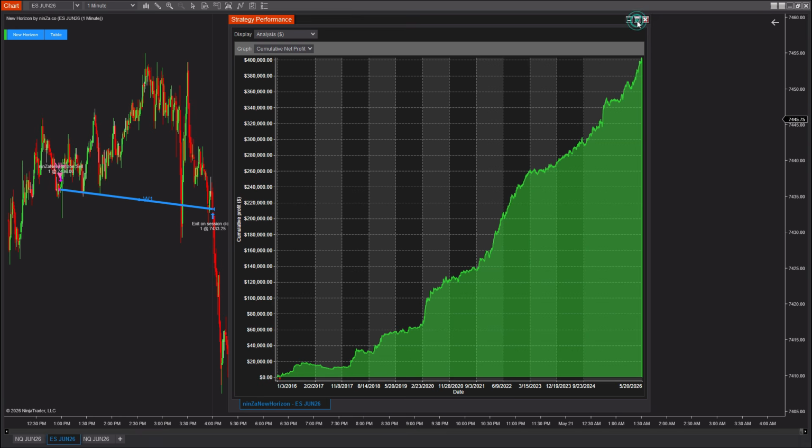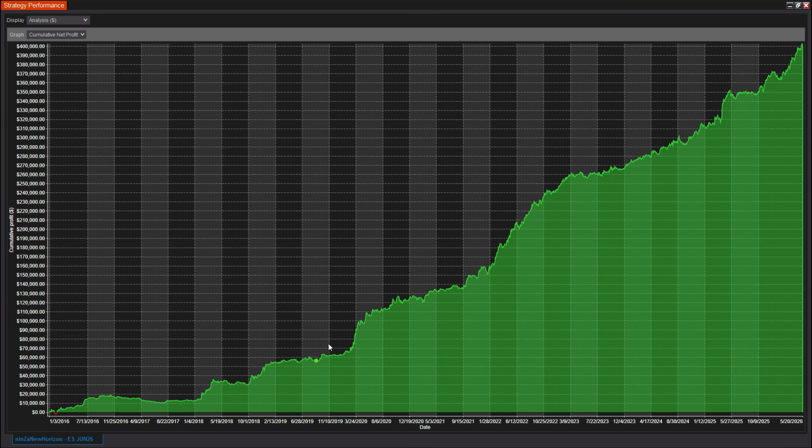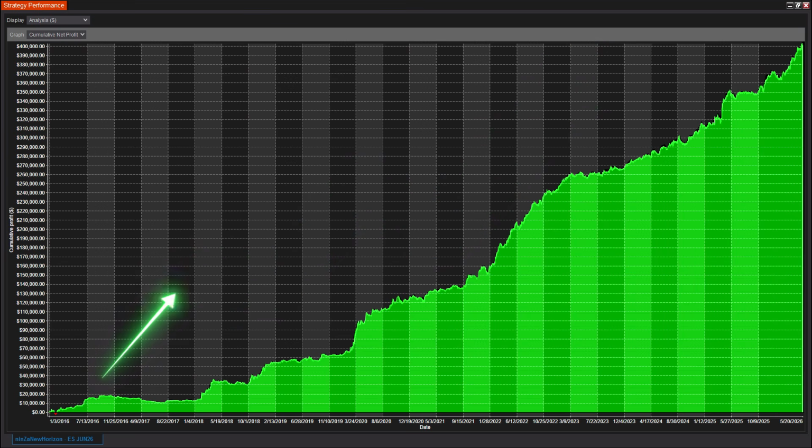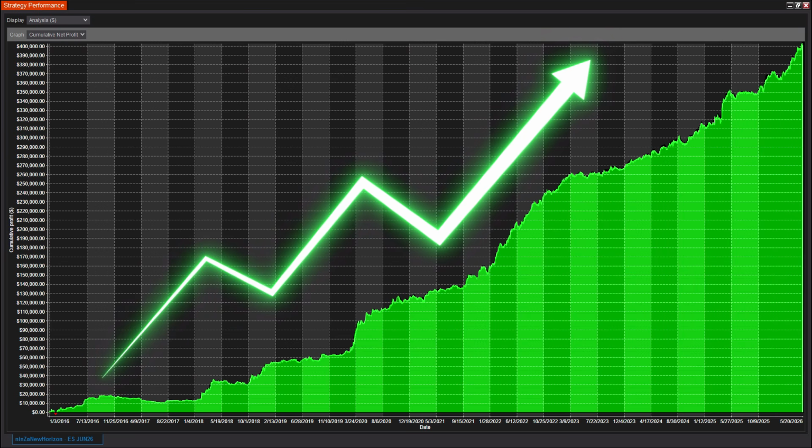The equity growth is steady across many years, with strong recovery after pullbacks and no major equity collapse. What stands out most is the consistency. The strategy continues making new equity highs over time, instead of relying on a few large winning periods. For a long-term automated ES strategy, this is a very positive and stable-looking equity curve.